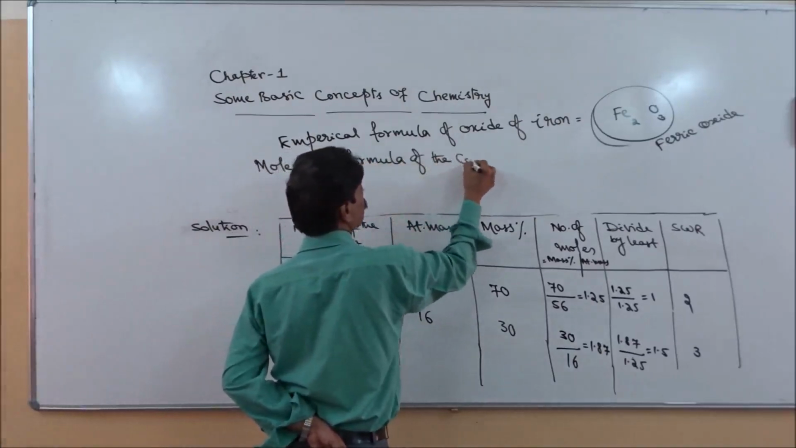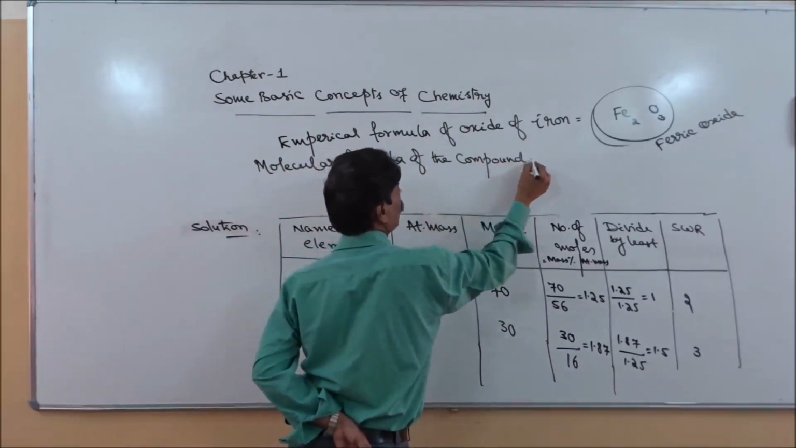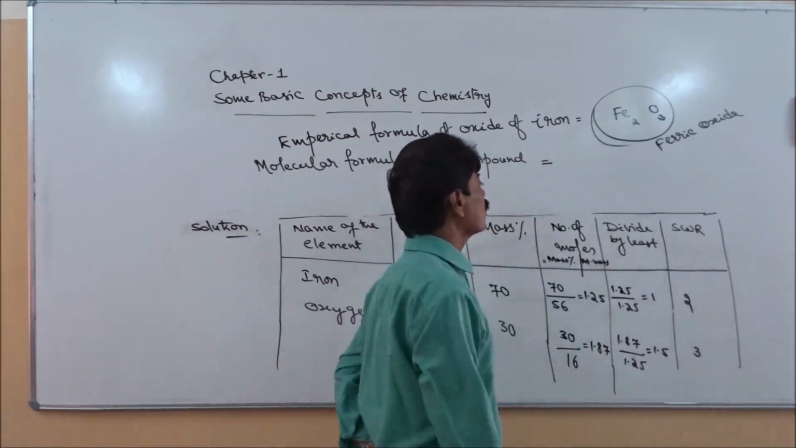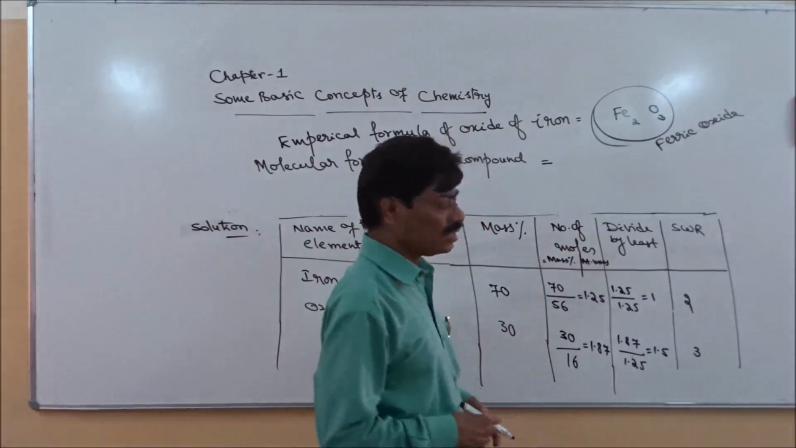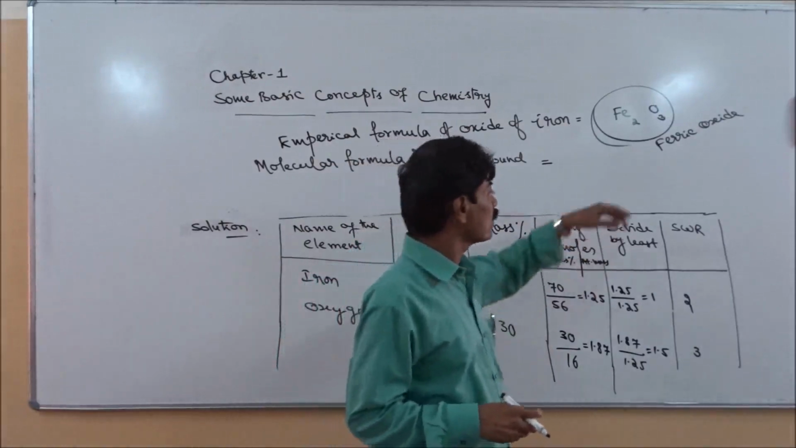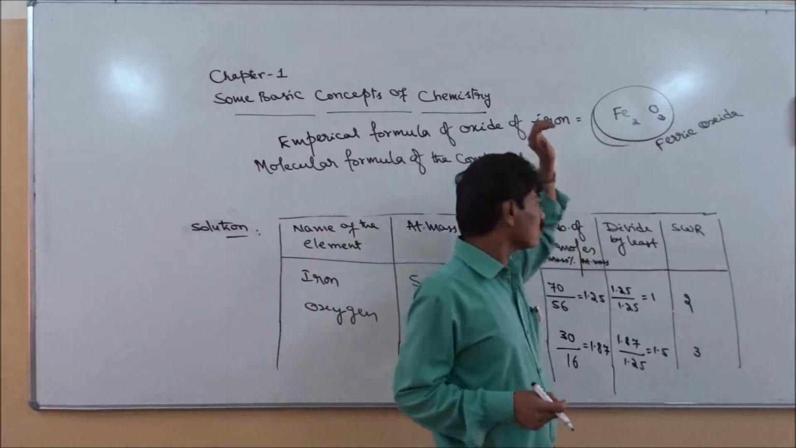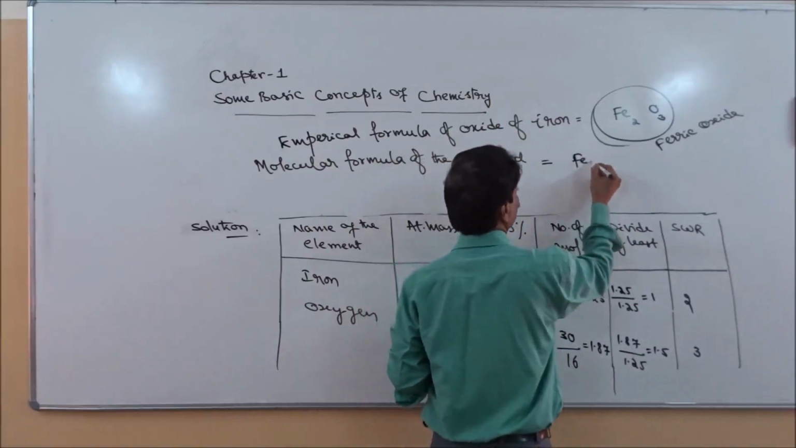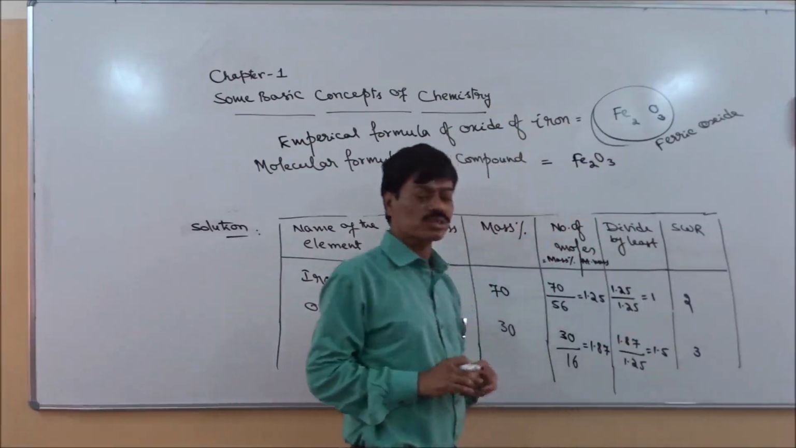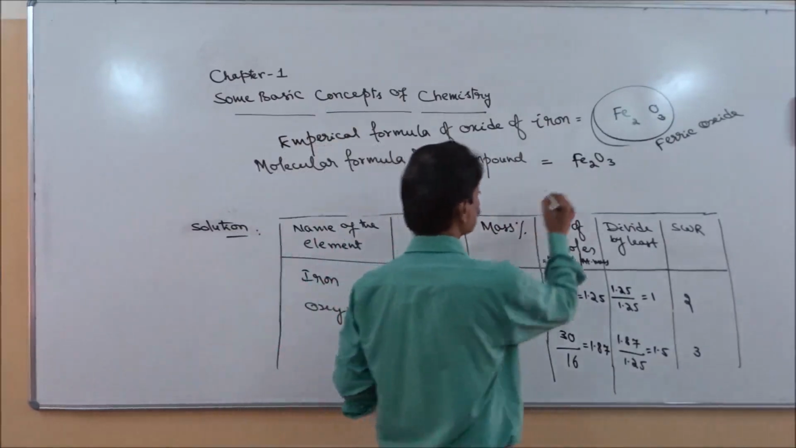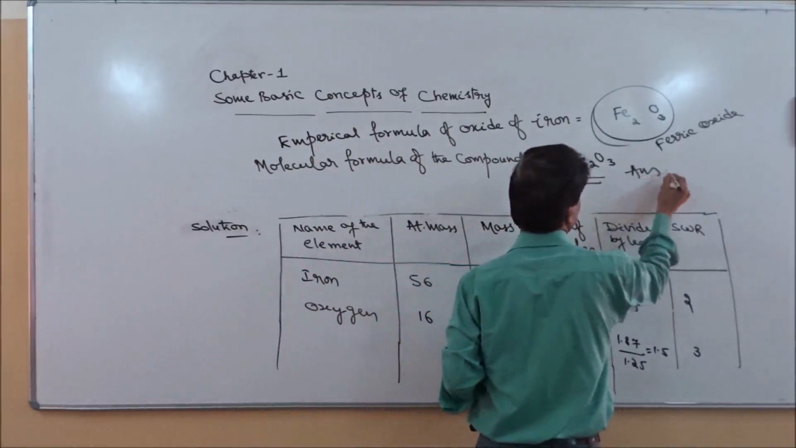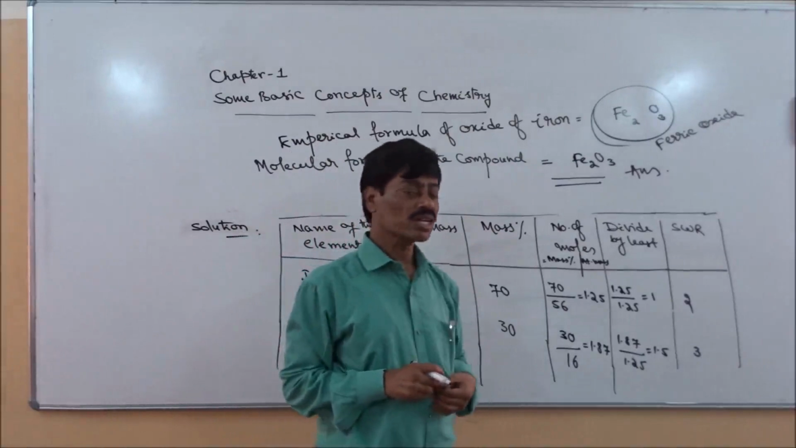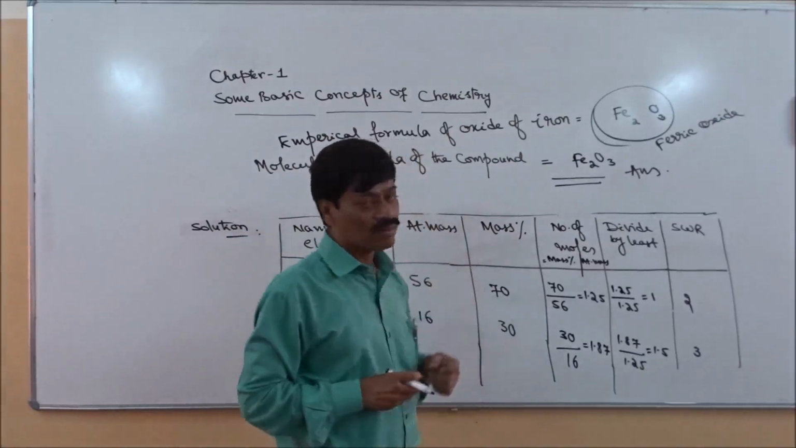Now let us see the molecular formula of the compound. That is oxide of iron. Now 2:3 cannot be further decreased. We cannot minimize it further. So Fe2O3 is the empirical formula, and the molecular formula will also be the same, Fe2O3, because that ratio 2:3 we cannot minimize, and this is the answer. Right? Here n doesn't have any role, because molecular formula and empirical formula both are the same.